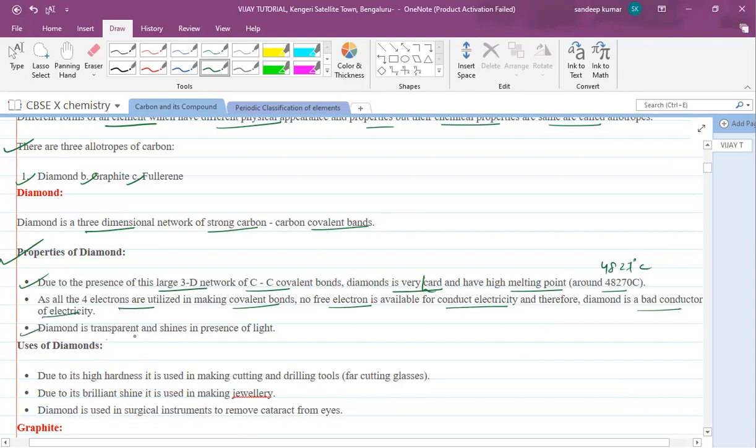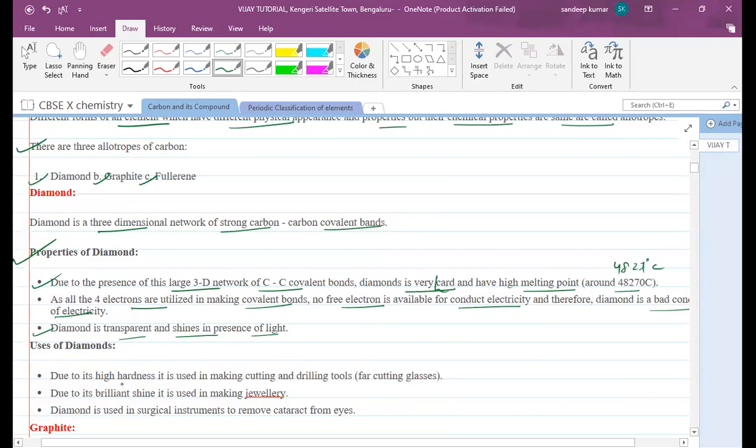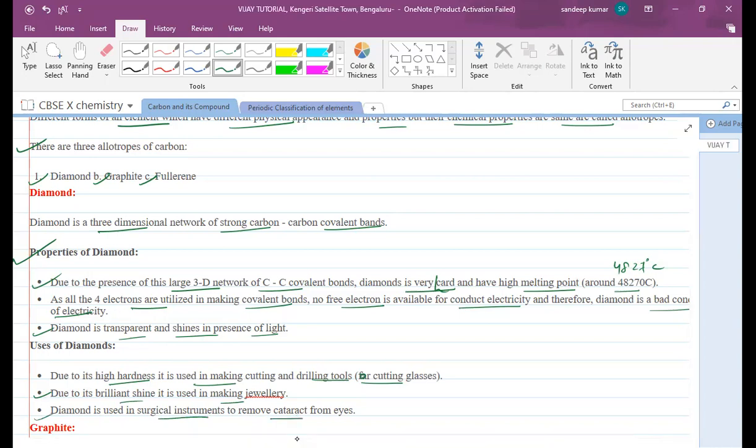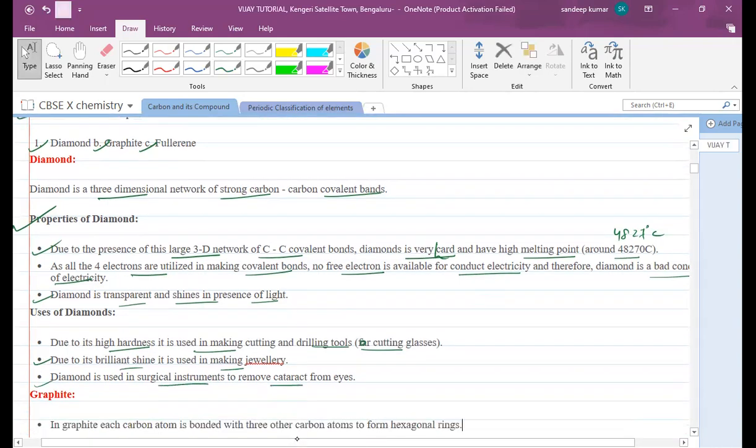Diamond is transparent and shines in the presence of light. These are the important properties of diamond. When we talk about the uses of diamond, due to its high hardness, it is used in making cutting and drilling tools, for cutting glass. Due to its brilliant shine, it is used for making jewelry, and diamond is also used in surgical instruments to remove cataracts from the eyes.